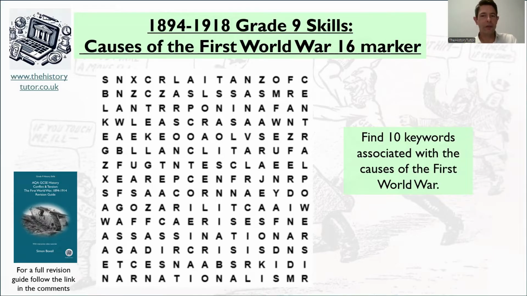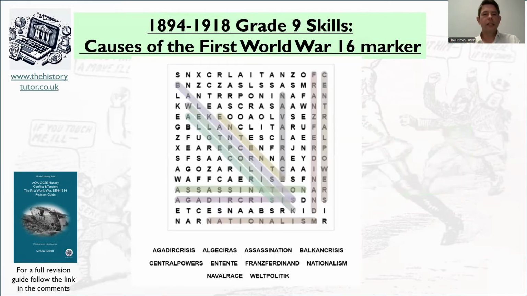Okay, so how have we got on? Have we got lots of answers? So here are some of the keywords you might find. So Agadir crisis, Algeciras, obviously the Moroccan crisis again, and the assassination, the Balkan crisis, Central Powers, the alliance groups, of course, Entente, Franz Ferdinand and his assassination, nationalism, one of those major causes, the naval race between Britain and Germany that caused so much tension, and the Weltpolitik, Germany's world policy for causing war. So more about all those in a moment.